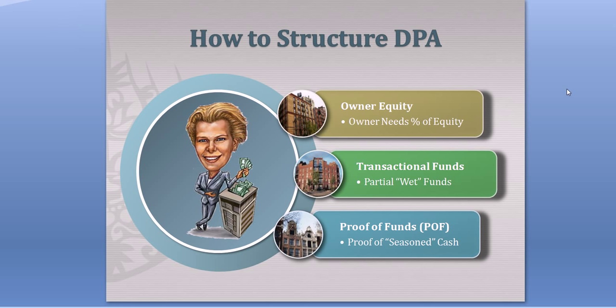Now, there are several elements that you need in order to be able to structure this adequately. You need the owner's equity. The equity needs to be the percentage of exactly what your down payment is going to be plus closing costs. You need transactional funds, which are wet funds, which need to be paid back at the close of escrow. And you need proof of funds, which is a different company that could provide proof of funds or seasoned cash to the bank, okay?